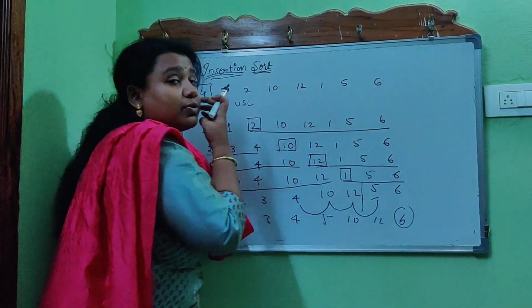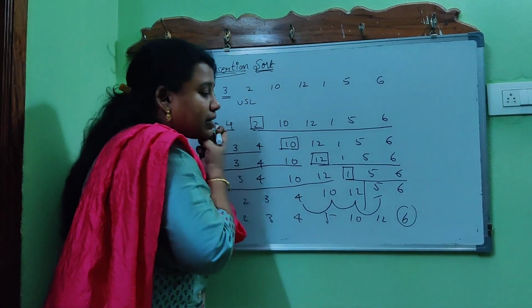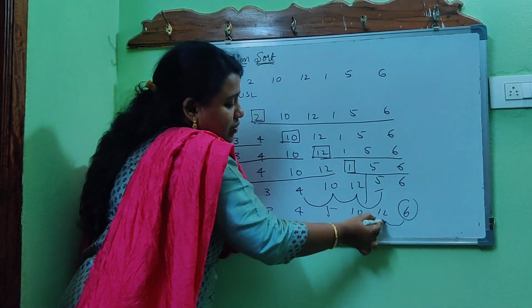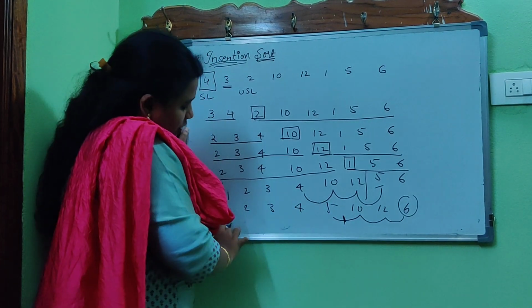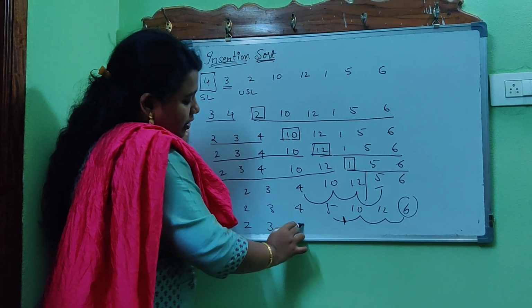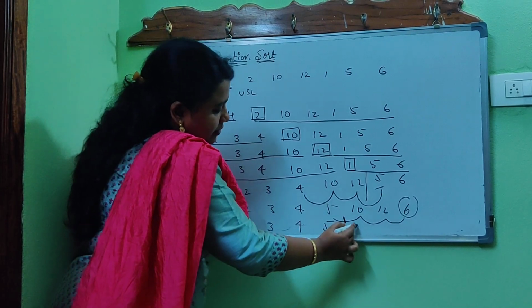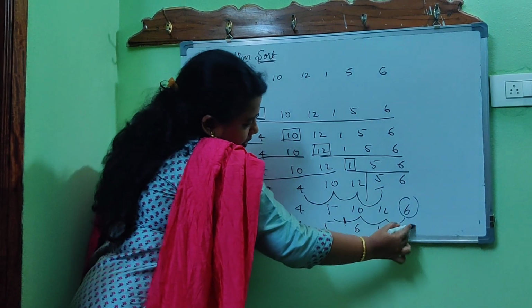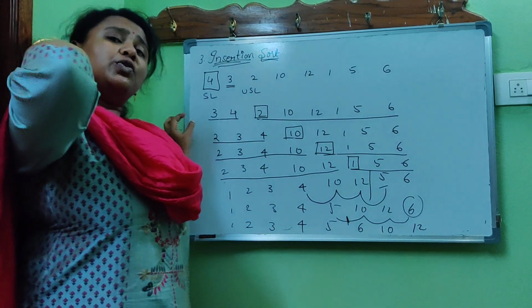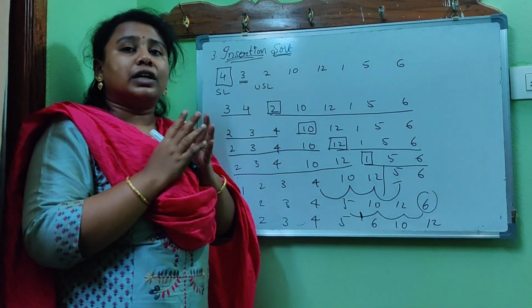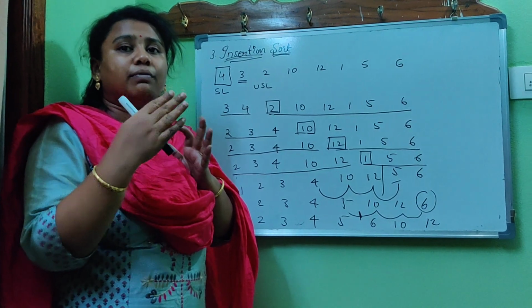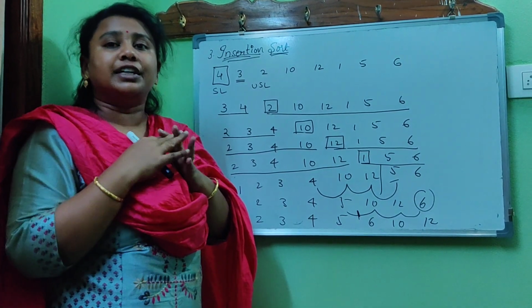Now what is the suitable position for 6? Again I have to start my comparisons. 6 is less than 12, less than 10, but greater than 5. So its position is in between. So how will they be transferred? 1, 2, 3, 4, 5, 6, 10, 12. Whenever a new element is inserted here, automatically the elements after the inserted element must move forward in the index.